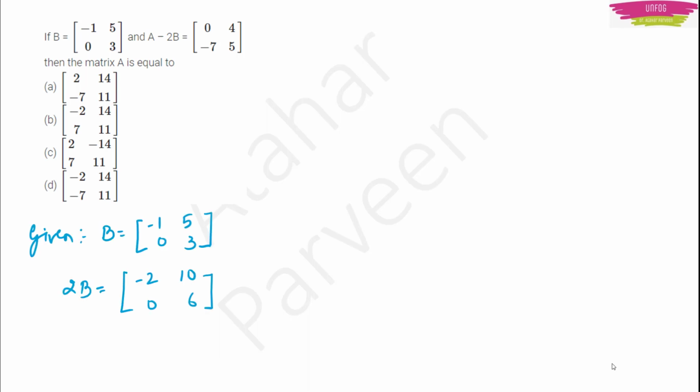You can first multiply 2 with B. Then you can add it to A minus 2B. Then you can get the answer A. Isn't it? That is what they want us to do. So you can just plan in this manner in your mind and then you can proceed. Now we can do the same thing with the matrix. So this is the matrix. A minus 2B is given. Now I can put this minus 2B on the right hand side, right? If I put minus 2B on the right hand side, I will get A is equal to the matrix plus 2B.